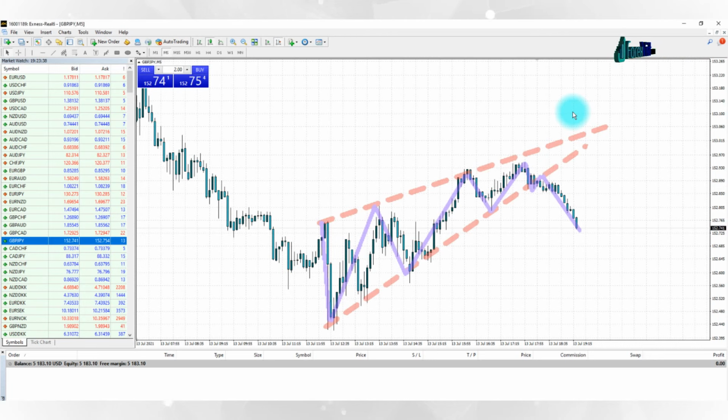I hope you will understand the concept of this live trading. You need to train your eyes. I suggest everyone please practice more and more before jumping into the live trade and then start making a profit.